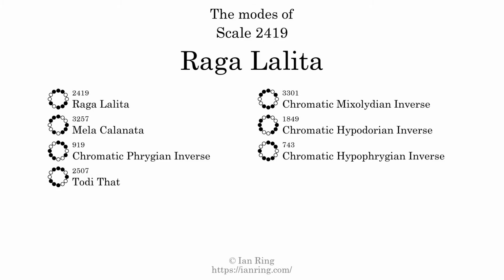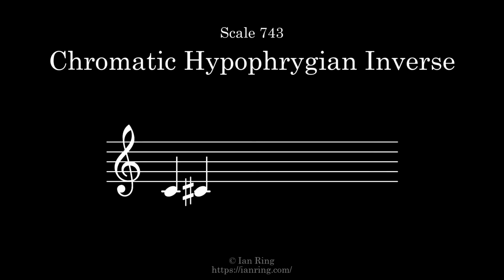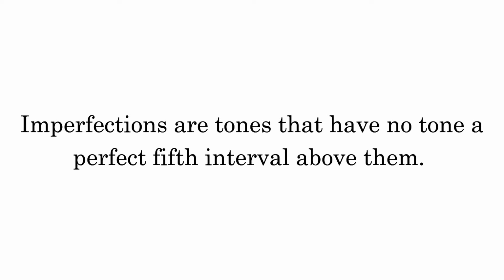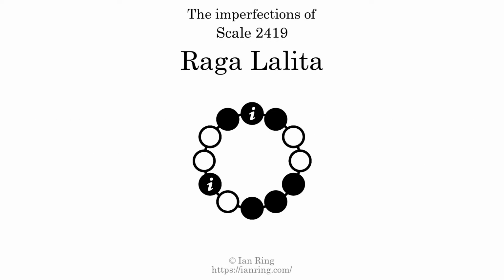The seventh and last mode is scale 743, also known as chromatic Hypophrygian inverse. It sounds like this. Imperfections are tones that have no tone a perfect fifth interval above them. This scale has 2 imperfections. They are at positions here and here.